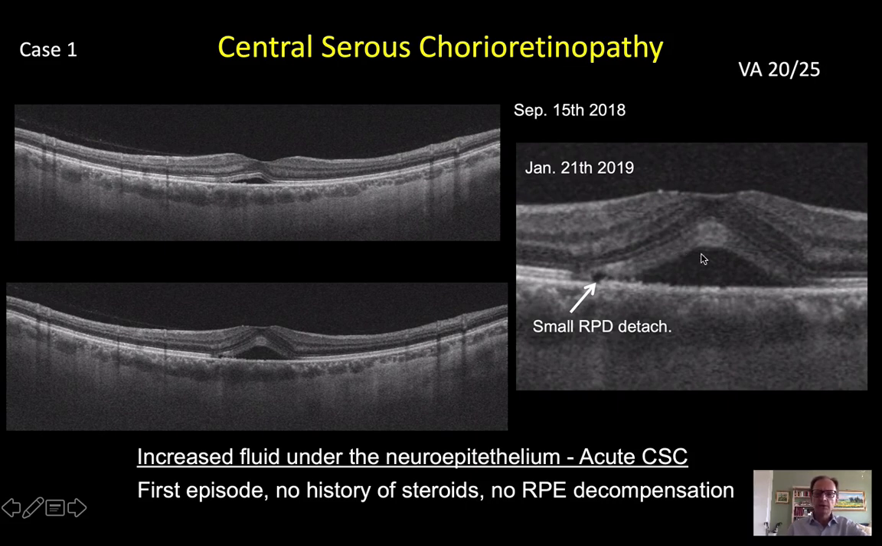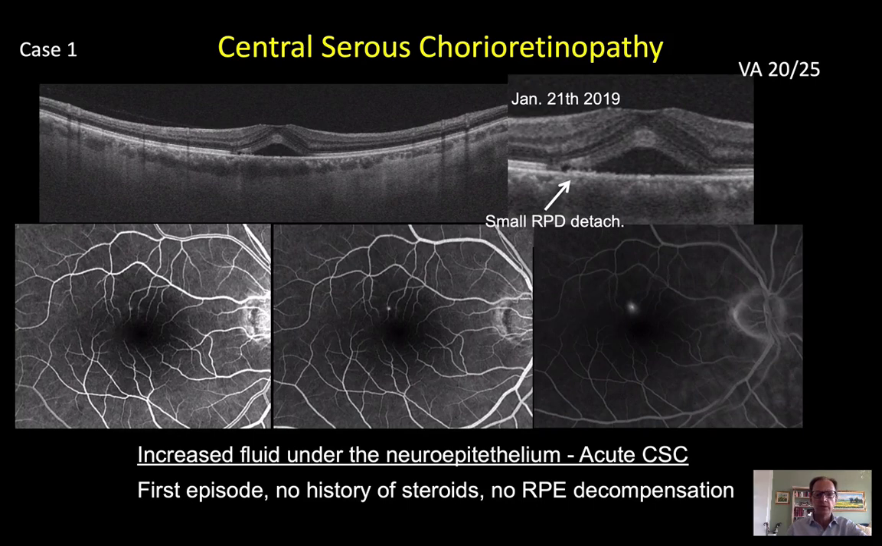This patient didn't mention any other episode of decreased visual acuity, so it was the first episode. There was no history of steroids, and it looks that RPE was not compensated. So we decided to perform the fluorescein angiography, and we found just one leaking point that was shown in the early, intermediate, and late phase of the fluorescein angiography.